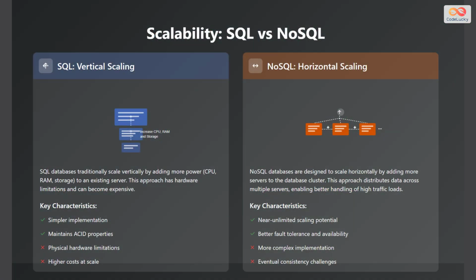Scalability is a key differentiator. SQL databases scale vertically, which means you add more resources like CPU, RAM, and storage to a single server. NoSQL databases scale horizontally. This means you add more servers to distribute the load. Vertical scaling is simpler to implement, but has hardware limitations and can become expensive. Horizontal scaling allows near unlimited scaling potential and better fault tolerance, but can be more complex to implement and may present eventual consistency challenges.